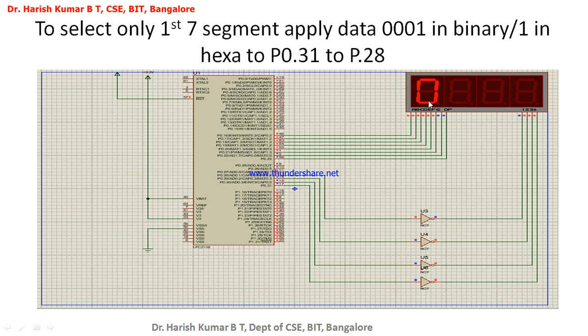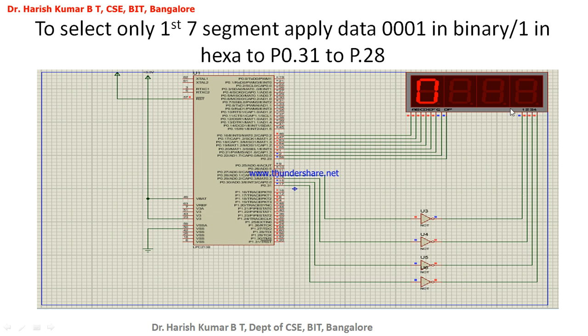Now this is what I have to do. What is the data I have to apply in order to select only this particular 7 segment display to display my data? 0, 0, 0, 1, and it is in this order. See this 0, P0.31 is connected to 0 and that is low. So all these 3 are low. You can observe here all these 3 are low. Then low here is getting converted to high and this is high.